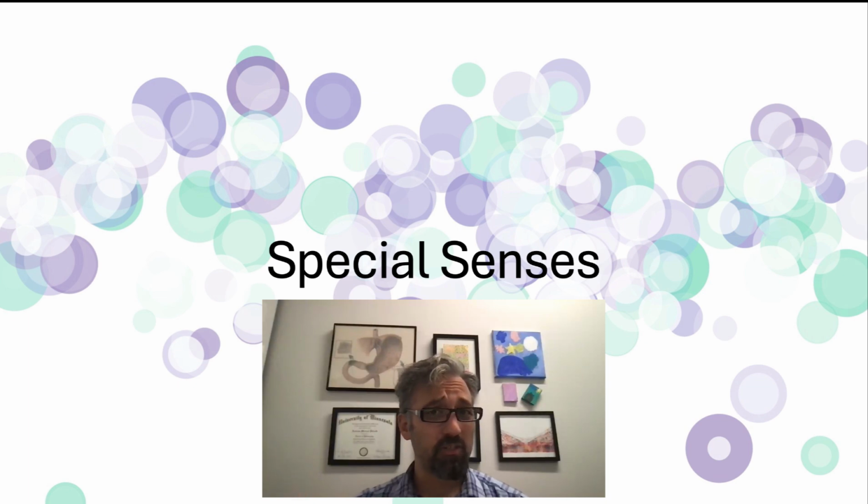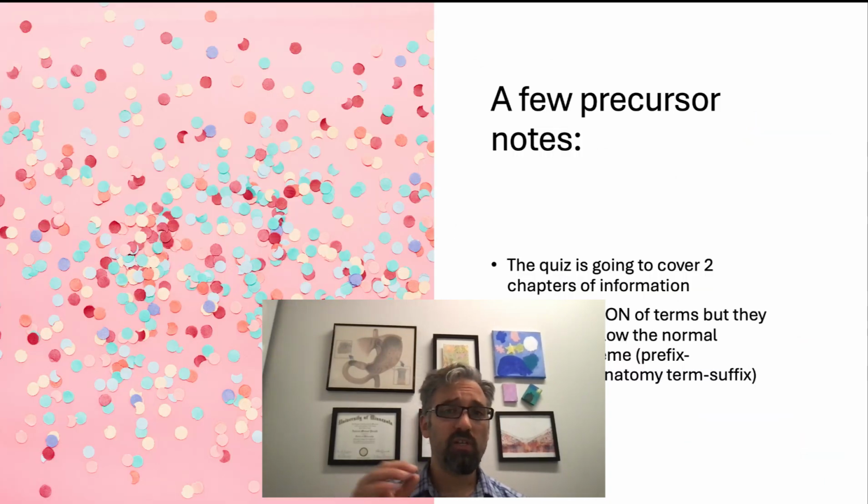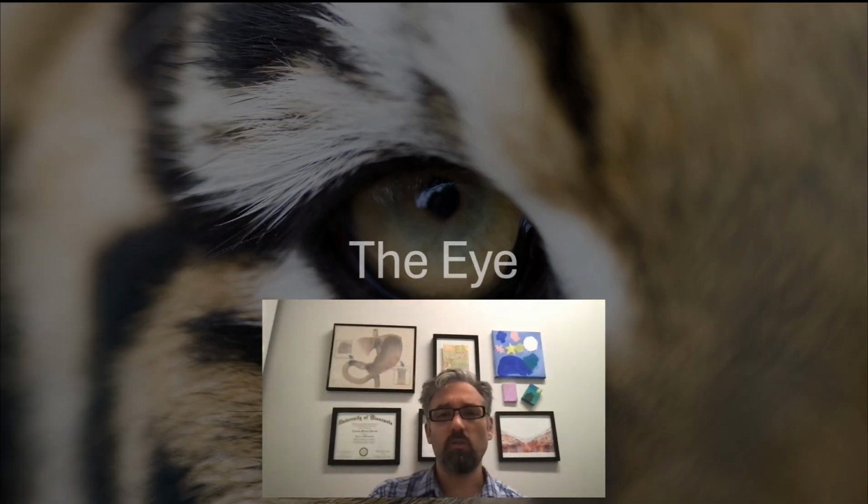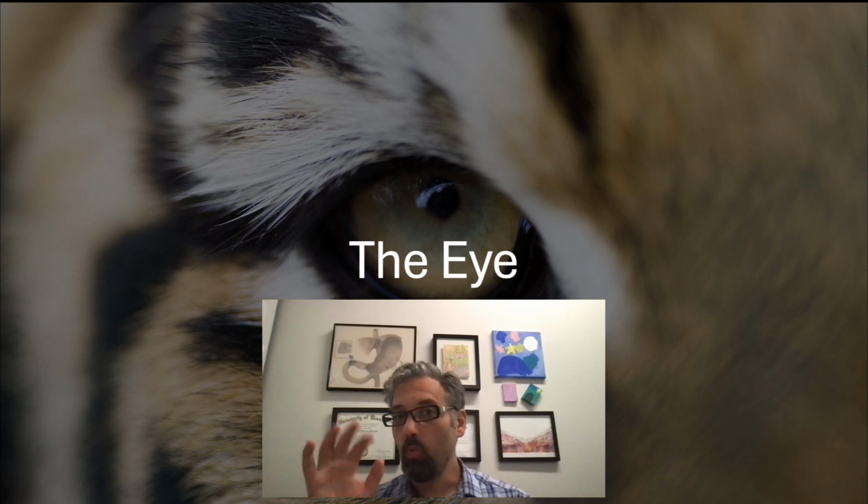We are again with the special senses. This is part two of the special senses, and in this one, we're actually going to be focusing more on the eye than the ear. Just once again, those few precursor notes: the quiz is going to cover both of the different chapters. There's a ton of terms, but they generally follow the naming scheme that you know of already. So, let's dig into it and go into the eye.